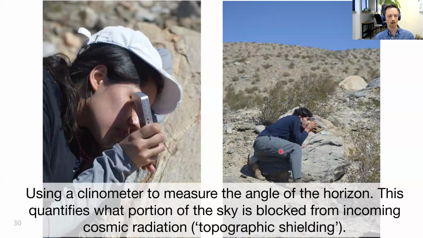Here they're looking through a clinometer, and so we have to measure the angle of the horizon. And this lets us quantify what portion of the sky is blocked from incoming cosmic radiation. You can imagine if you're sitting within a steep valley, most of the sky is closed to you, and so you're only getting a small fraction of cosmic radiation. And so we have to look all around us at the height of the horizon.